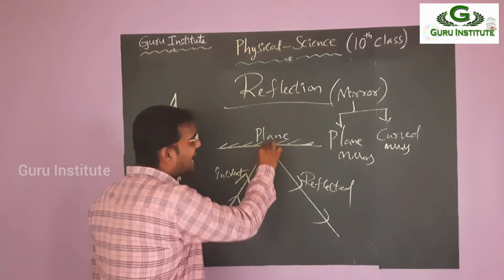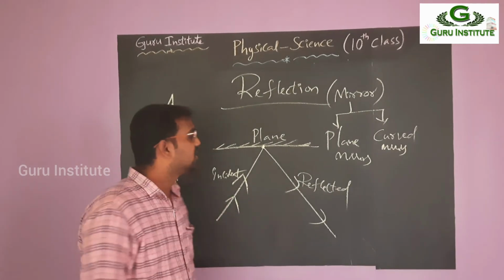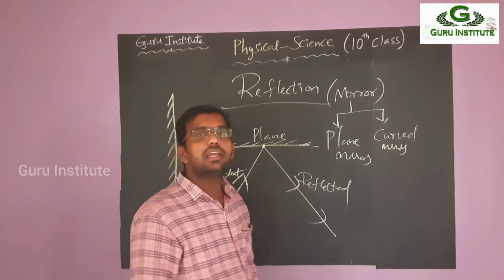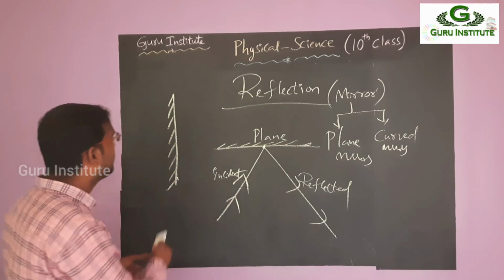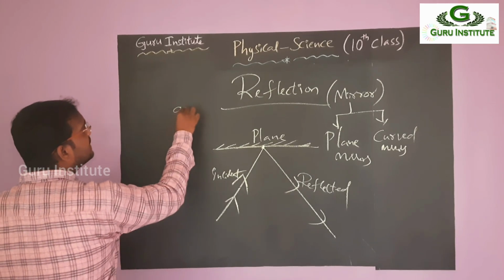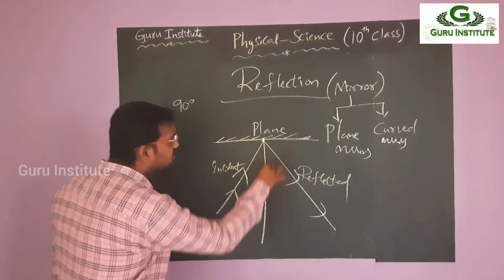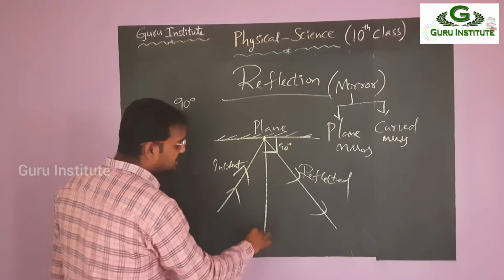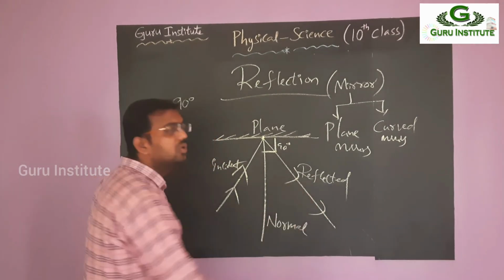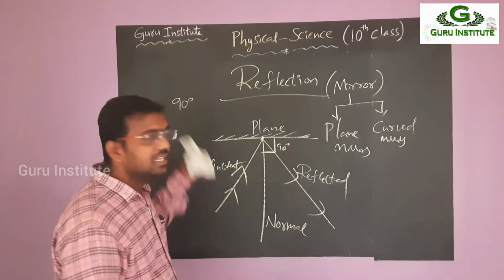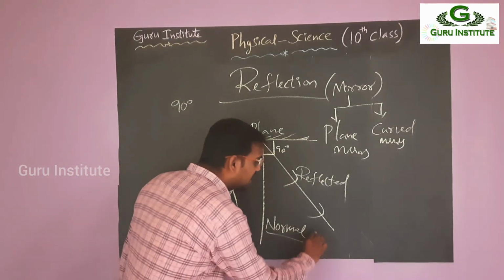This point of contact is known as the incident point. At this incident point, you have to draw one line which is perpendicular to which one? The plane. Perpendicular means what, Nana? 90 degrees. It makes an angle of 90 degrees. You have to draw like this. So it is making an angle of 90 degrees. This line is also called the normal. So perpendicular has different names: 90 degrees, right angle, perpendicular, normal. In our physical science we use the word normal.